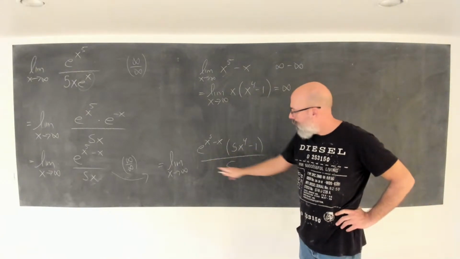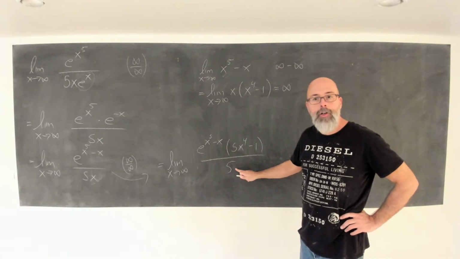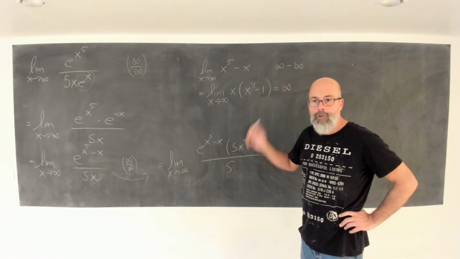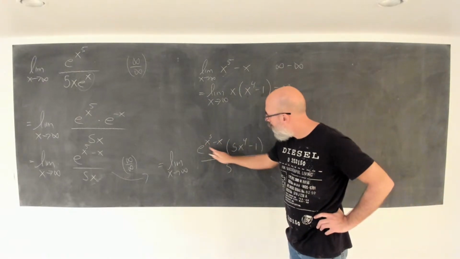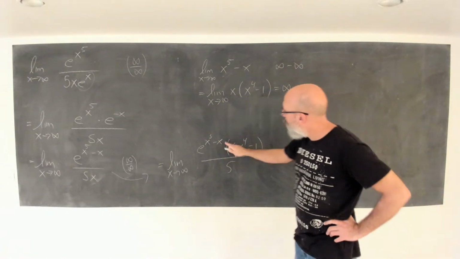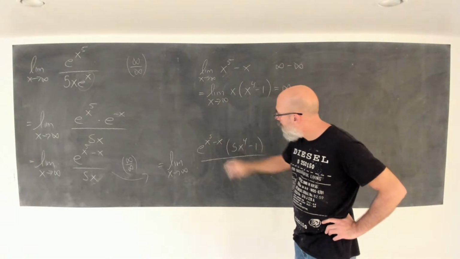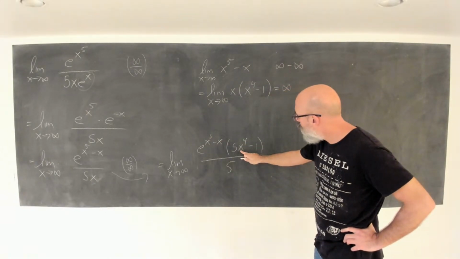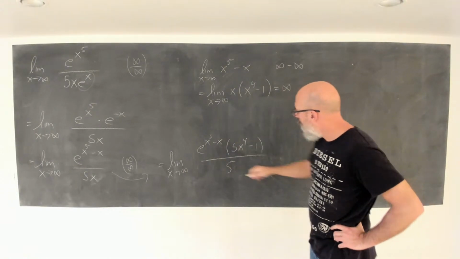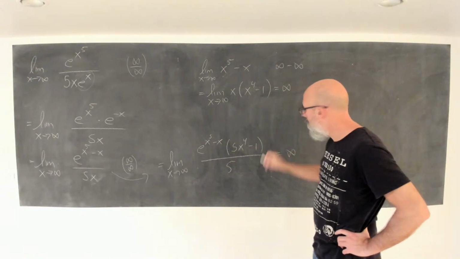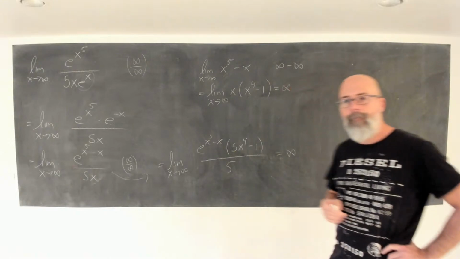And what did I mean by disappears? I mean that it's no longer infinity here. So you're done. No more L'Hopital's rule. This, we just saw, went to infinity. So this is e to the infinity, which is infinity. This goes to infinity, and infinity minus 1 is infinity. Infinity divided by 5 is infinity. We're done.